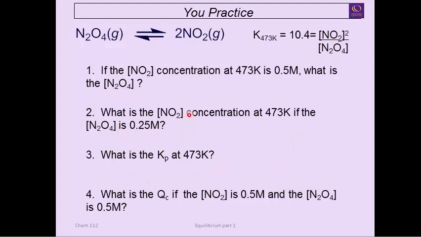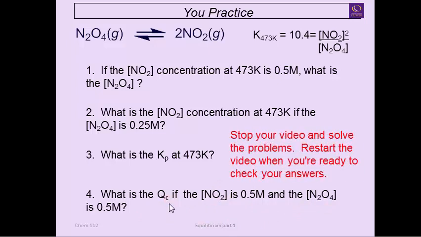Third question. Hey, I know the Kc, right? These are in terms of concentration. Can I turn it into a Kp? That's the third question. And 4, if you know the concentration of NO2 at 0.5 molar and the concentration of dinitrogen tetroxide at 0.5 molar, can you solve for the Kc? All right, so same thing. Stop your video. Try and solve the problems. When you're ready, we can restart the video and you can check your answers.